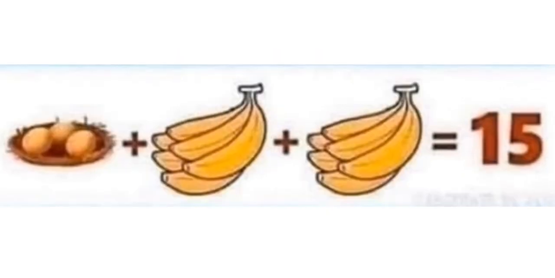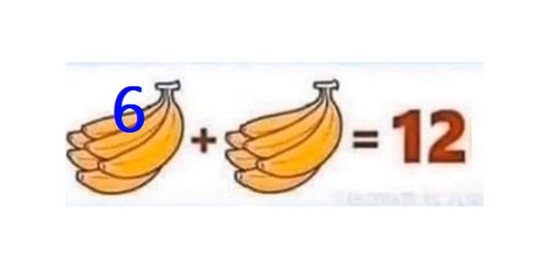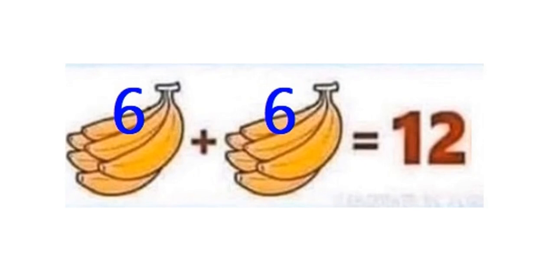We got that egg nest again. We know that's 3. And now we got these 2 banana stalks. If I subtract 3 from the 15, that leaves me with 12. And if I have 12 there for the 2 banana stalks, that means it's 6 and 6 each. 12 divided by 2 is 6. 6 plus 6 is 12. This works. Now for the final one, and this is where everyone starts to get confused.